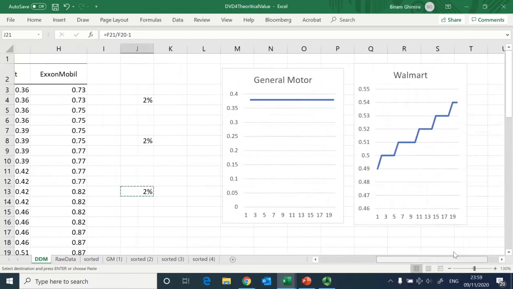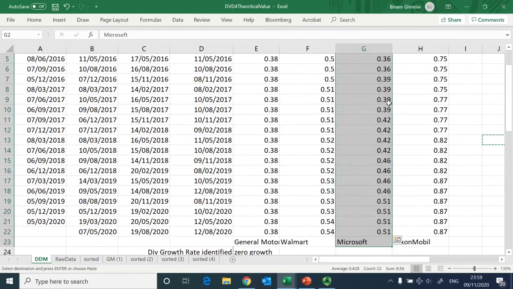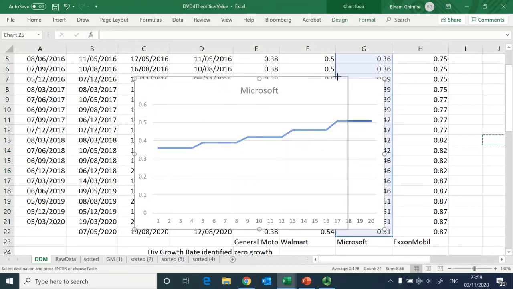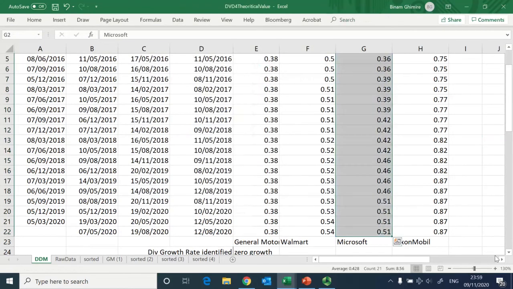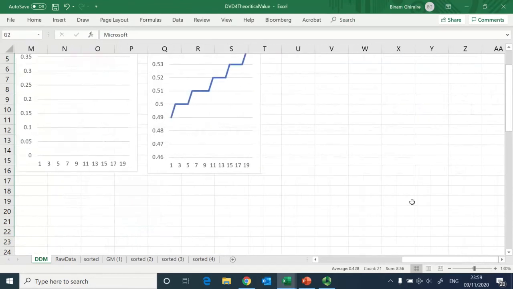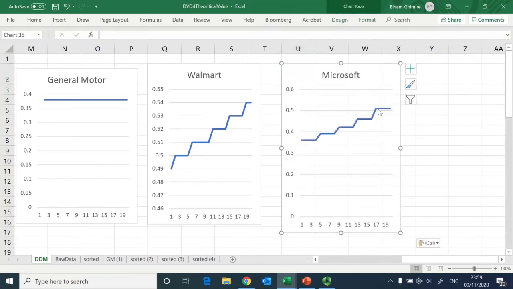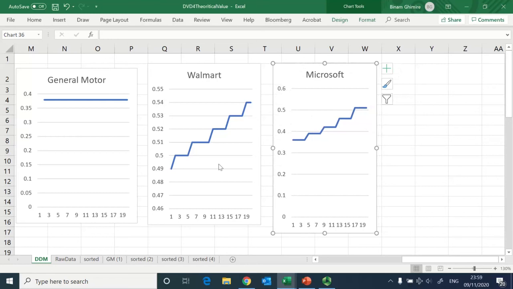which is something we also show with the help of the diagram. Now we can see it for Microsoft, and for Microsoft again, when we draw the diagram, we can see again this is constant growth in dividend, so we can keep it next to the Walmart diagram, which is here. So therefore again we can say this is constant growth.